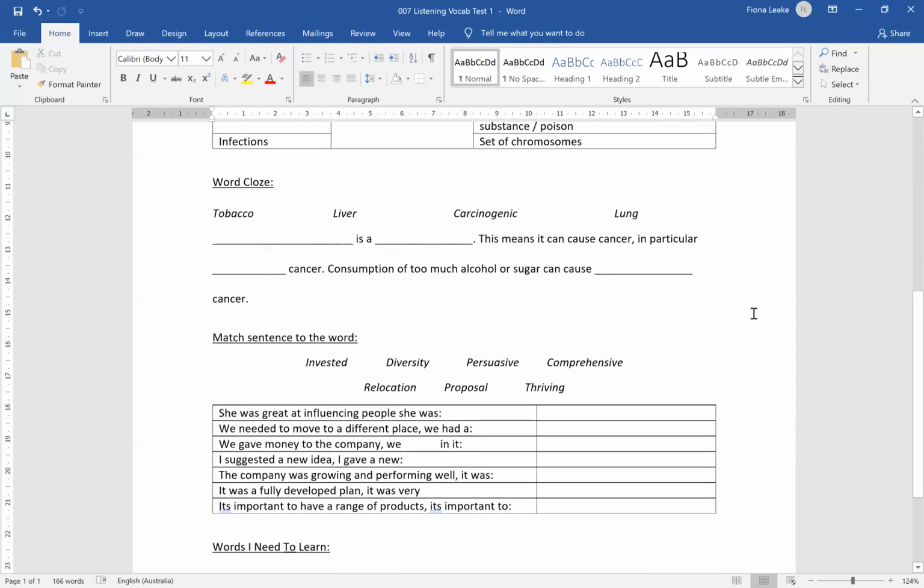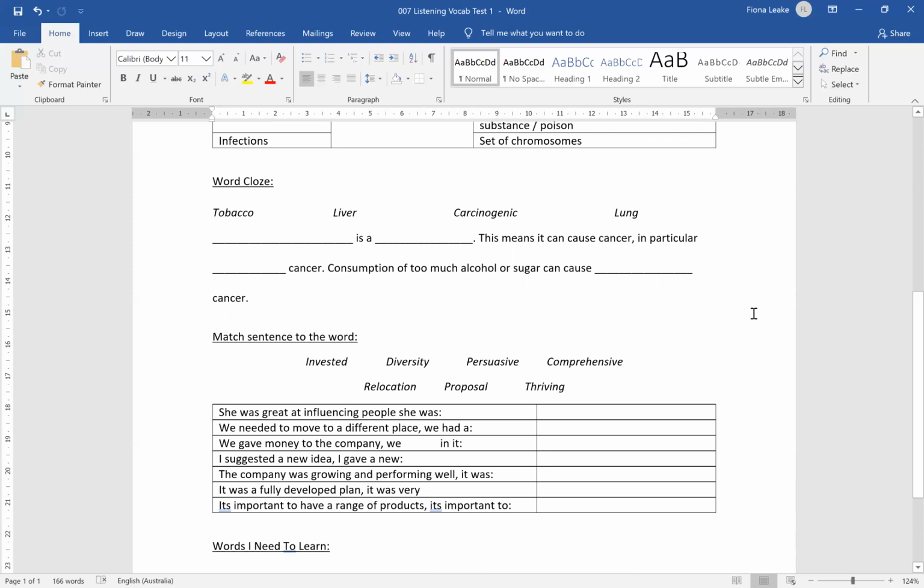Okay, now we're going to do a word close. The words that we have are tobacco, liver, carcinogenic, and lung. So something is a something. This means it can cause cancer, in particular, something cancer. Consumptions of too much alcohol or sugar can cause something cancer.